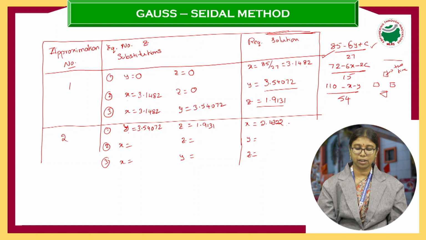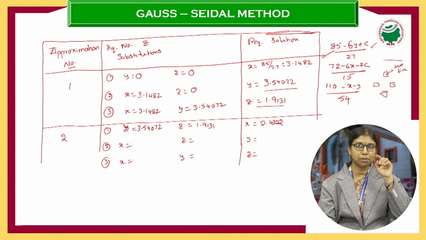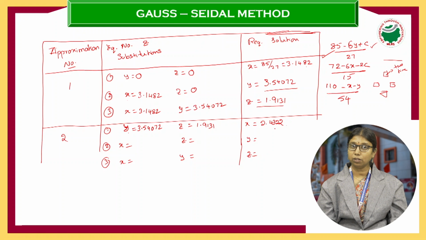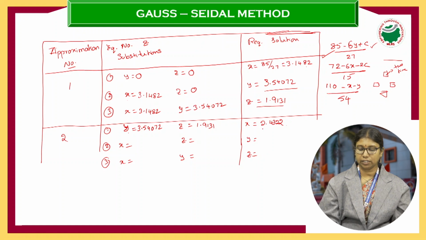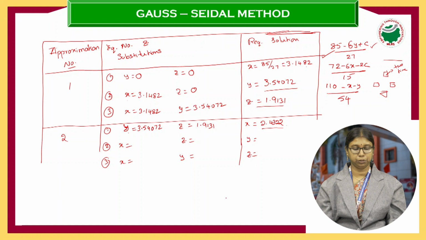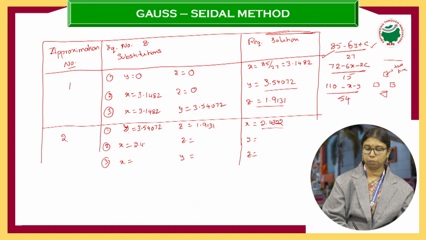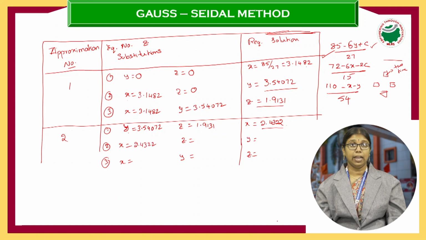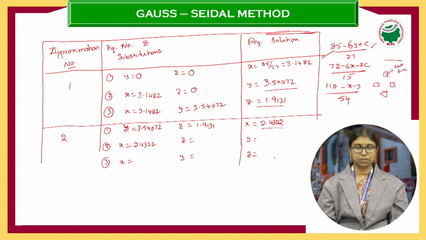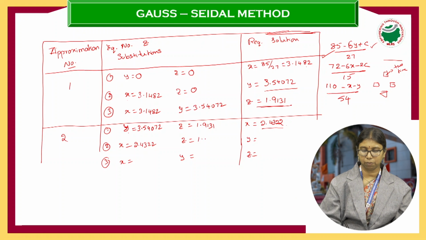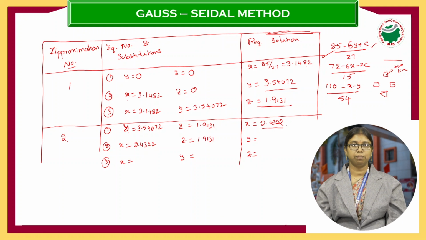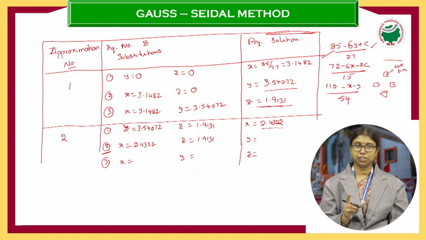Now in the second equation you have to take substitutions for x and z. See here I have 2 values for x. In the first approximation, I have one value. Here I got one value. Which value do we have to use here? The latest value. Whatever value we get in the previous step, we have to use that only. So the latest value is 2.4322. So here you have to take 2.4322. And the z value: till now in these steps we didn't get any new z, so you have to use this value only, that is 1.9131.